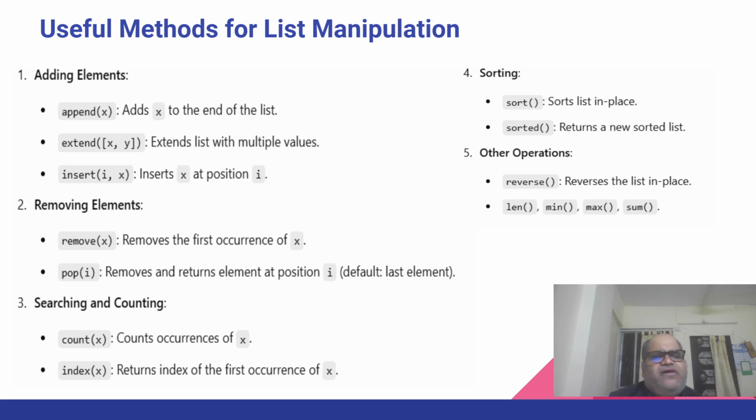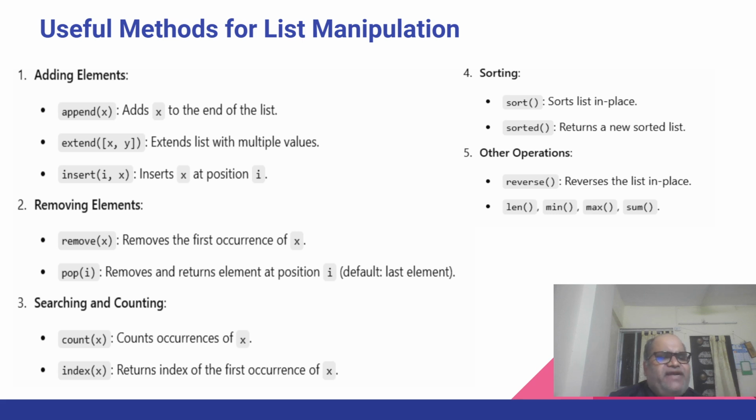There are useful built-in methods for list. So append, right? When you do append x, it adds x to the end of the list. So if A is equal to 1, 2, 3, 4, right, is your list, and if you do A dot append 5, then 5 will be added towards the end of the list, right?